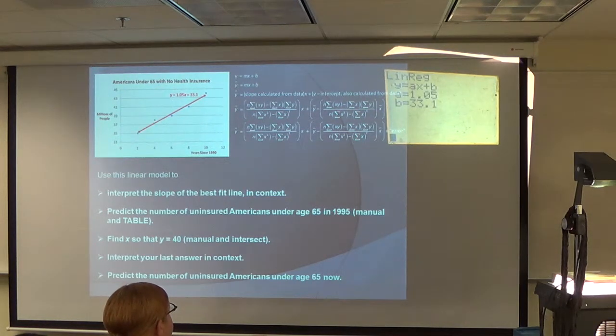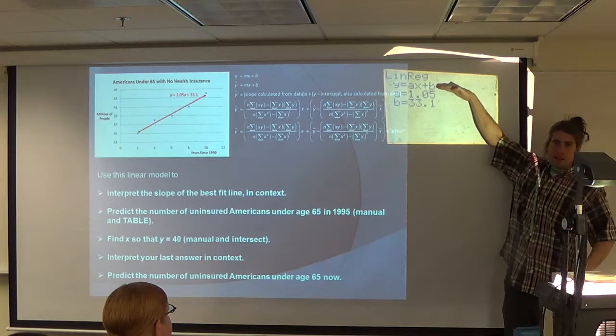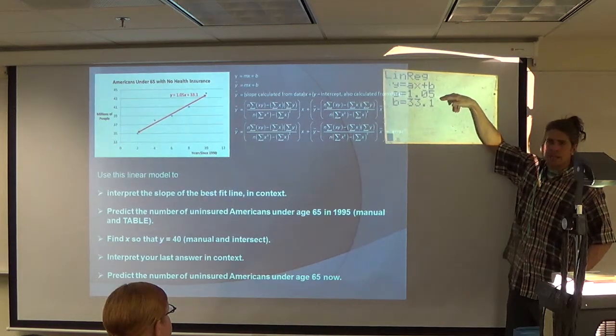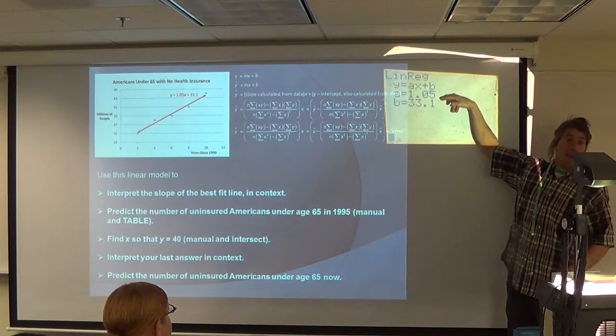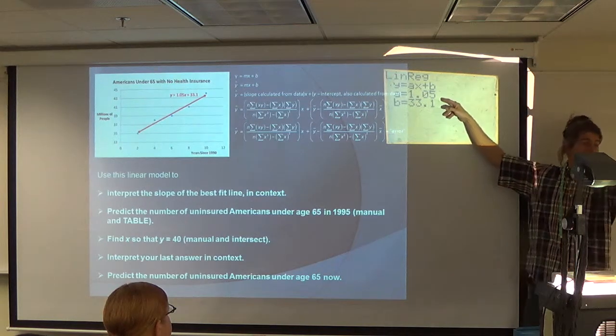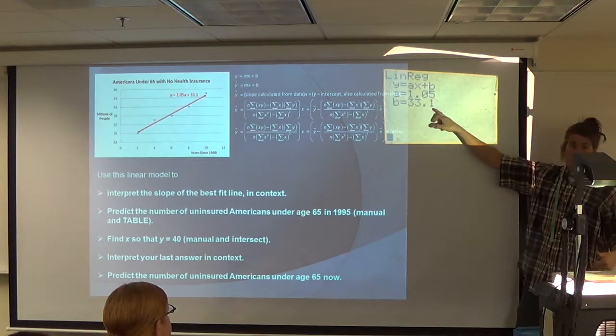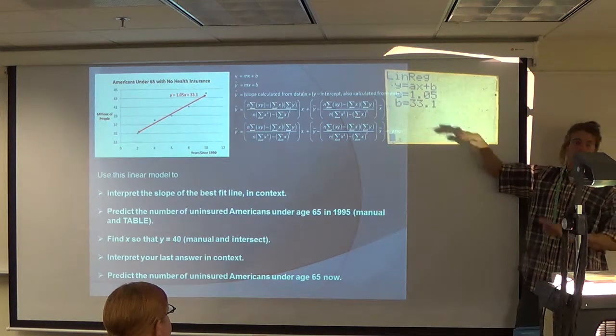Press enter. Now, some of you, when you run this menu, it has y equals ax plus b. That's just your slope-intercept form. Then you have a is 1.05. What does that mean again? Slope. That is the slope of your linear model. We'll come back to what that means momentarily. Thank you. b is your y-intercept. All of us have that.